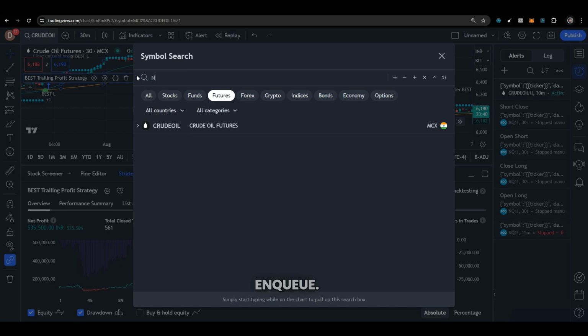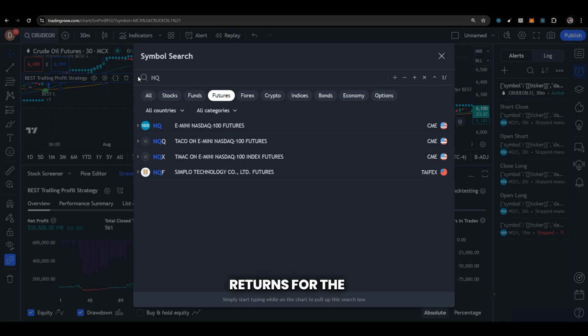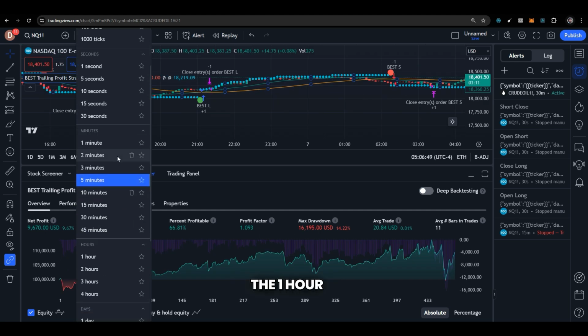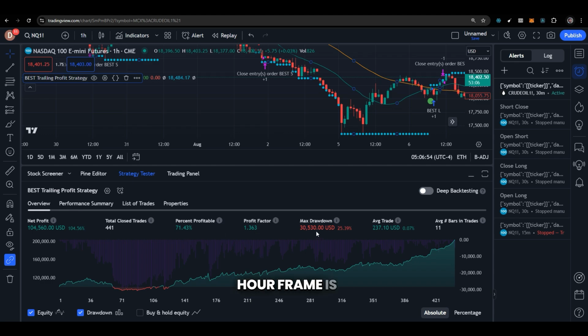Let's try with the NQ. How are the returns for the NQ? Even with the NQ, the returns are quite decent. Percentage profit is good, and drawdown is a little higher than in the case of crude oil, but return and profit are good. Let's try the 1 hour frame. The 1 hour frame is much better in comparison with 30 minutes. Drawdown is similar to 15 minutes, and net profit is also good. Percentage profit and profit factor also increased.